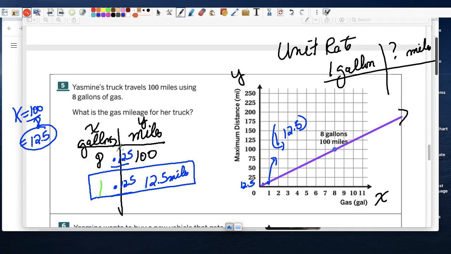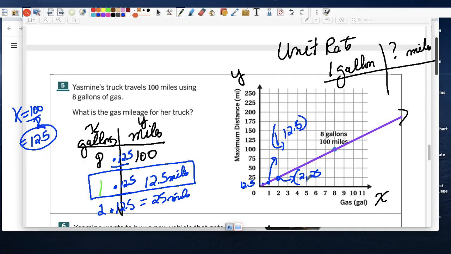And I needed a table, right, to find that. Not really a table, you could have used a proportion, but I just wanted to show you what a proportional table looks like. And if I had 2 gallons of gas, how many miles? I'll multiply that by 12.5, I would get 25 miles. So let's see. Look at the graph. Look at 2. Ta-da! It's 25.